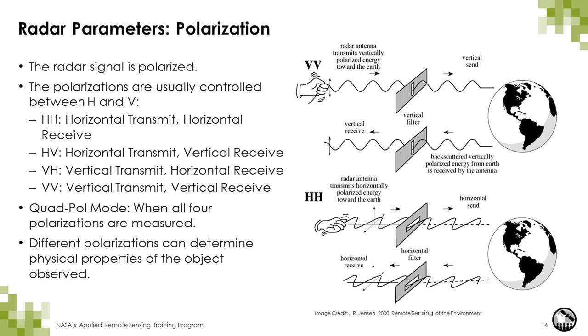HH and VV are referred to as like polarizations or co-polarized. And HV and VH are referred to as cross-polarized. A system that measures all four polarizations is known as a quad-pole system. And polarization is useful in providing information on structure orientation. Penetration depth is also in part influenced by polarization. And in forests, HH tends to be less attenuated than VV. So HH penetrates deeper into the canopy than VV or VH.